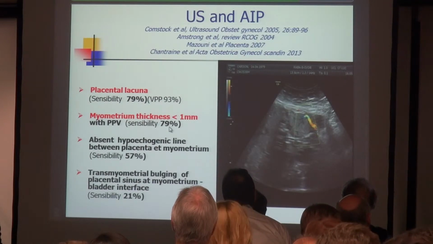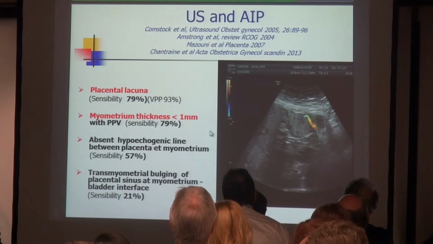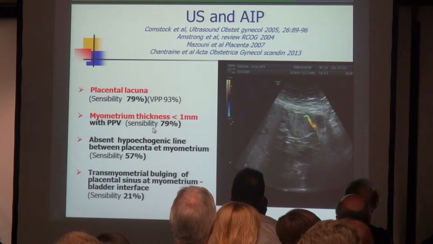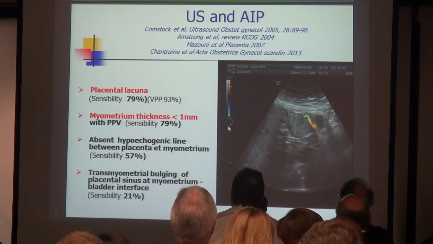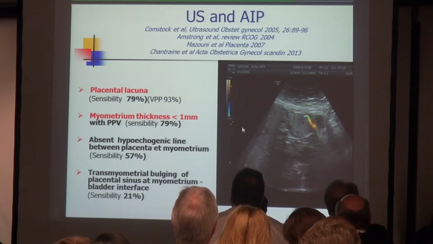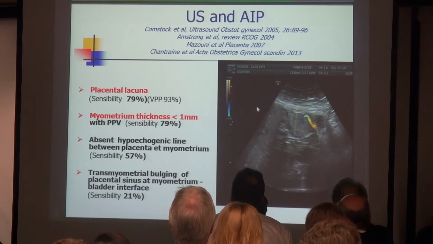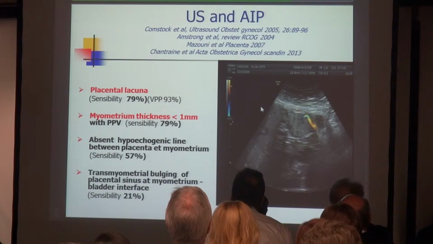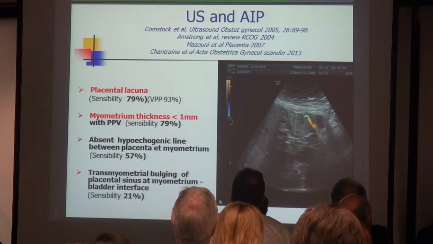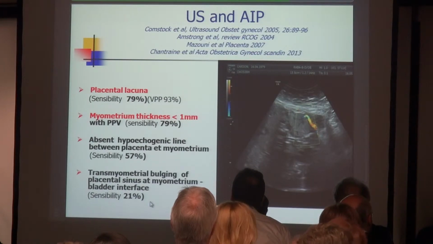There are two more signs which are less good, but still you have to look at them if you do a proper examination of this placenta. It is the absence of the hypoechoic line between the placenta and the myometrium, and also the bulging of the placental sinus, and we use a color Doppler for that, at the interface between the myometrium and the bladder. This sign has, however, low sensitivity but a very high specificity.